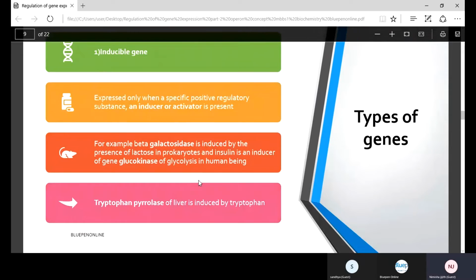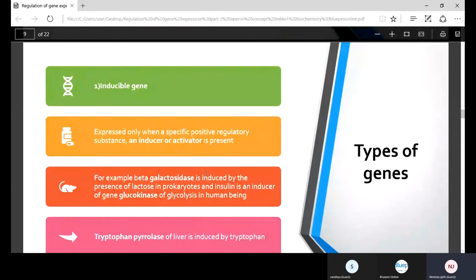Next is about types of genes. Which are the different types of genes present in DNA? The inducible gene contains a positive regulator. What is the name of the positive regulator? Inducer or activator. So the gene which contains an inducer or activator is known as an inducible gene. It is expressed only when a specific positive regulatory substance is present.